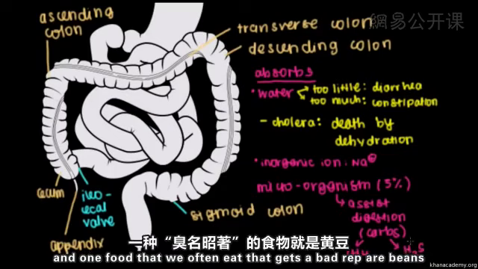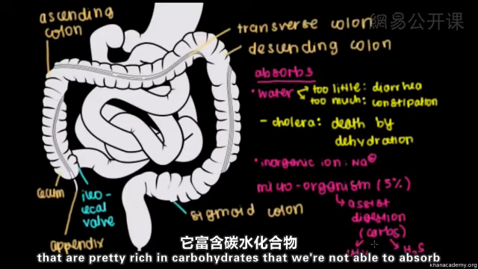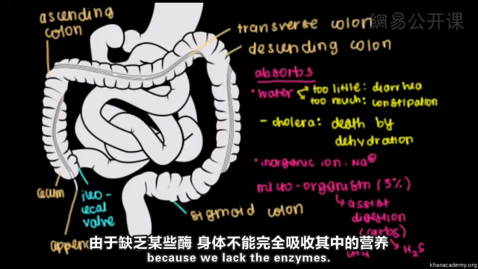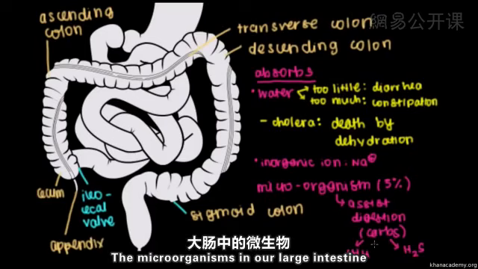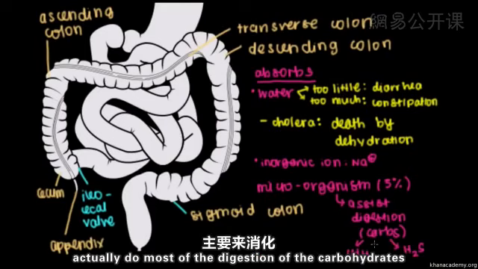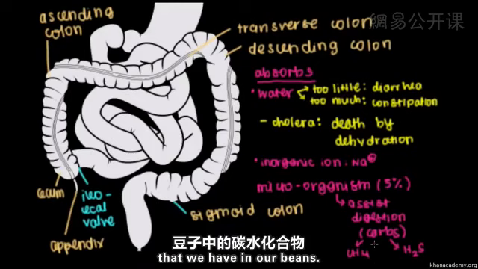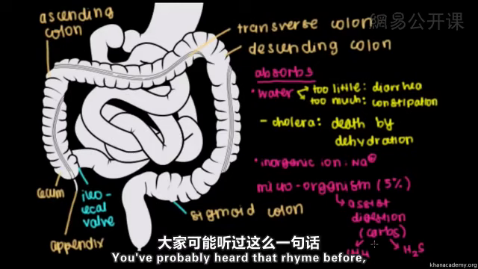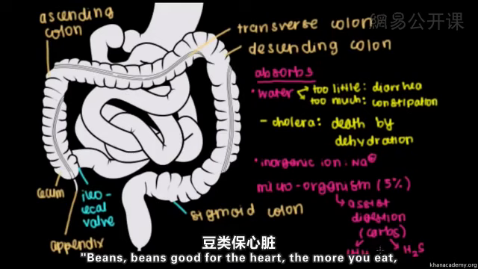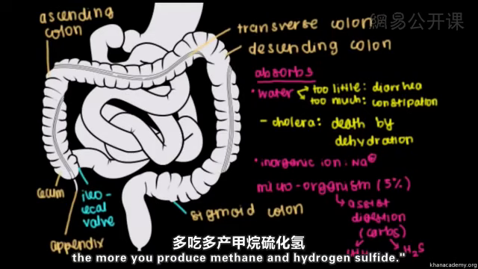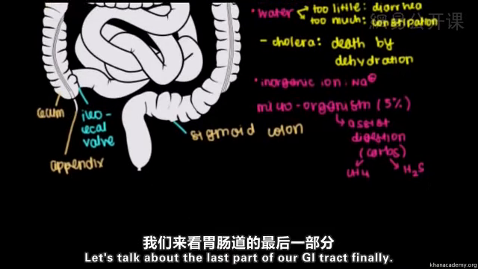and then hydrogen sulfide is something that smells terrible. One food that we often eat that gets a bad rep is beans, which are pretty rich in carbohydrates that we're not able to absorb because we lack the enzymes. The microorganisms in our large intestine actually do most of the digestion of the carbohydrates that we have in our beans. So you've probably heard that rhyme before: beans, beans, good for the heart, the more you eat, the more you produce methane and hydrogen sulfide. Alright, enough farting around. Let's talk about the last part of our GI tract finally.